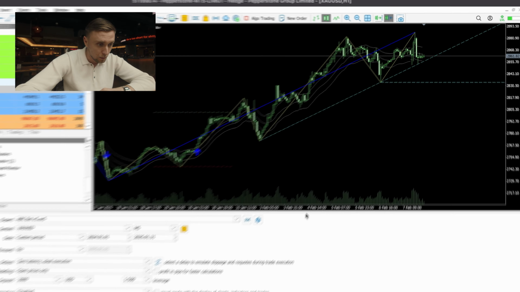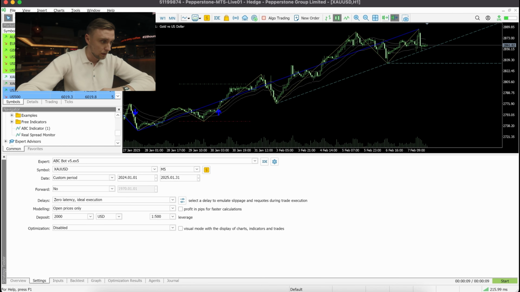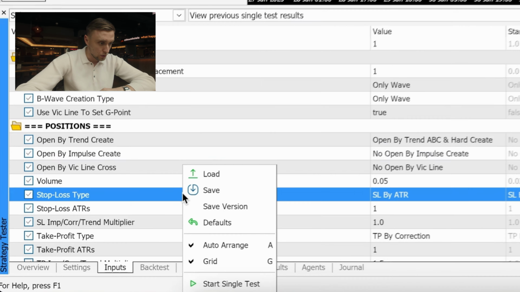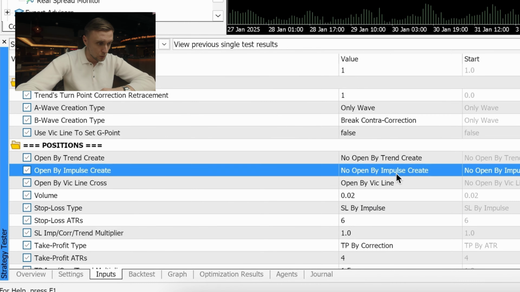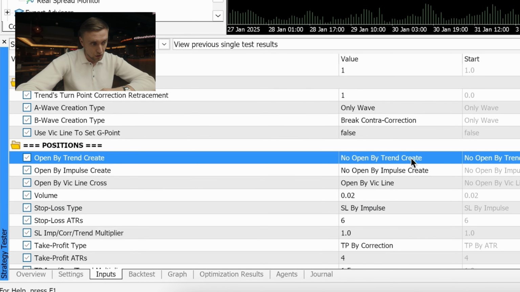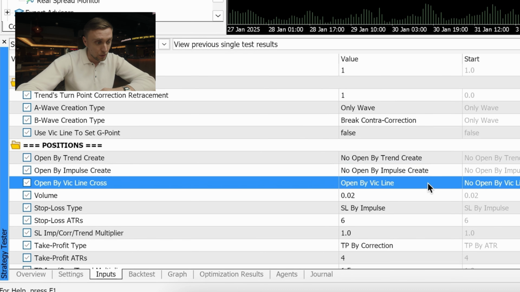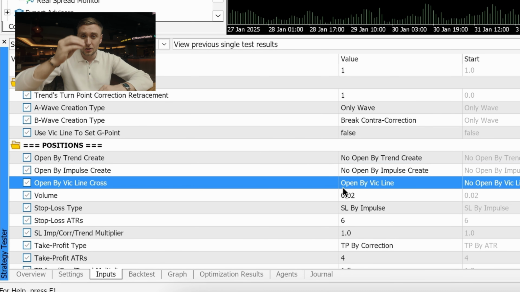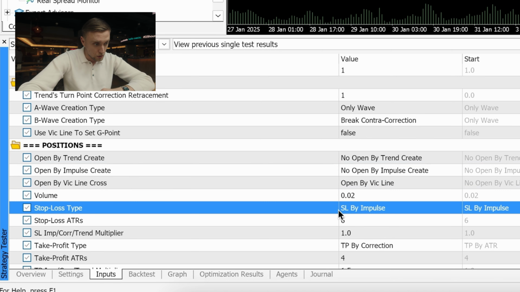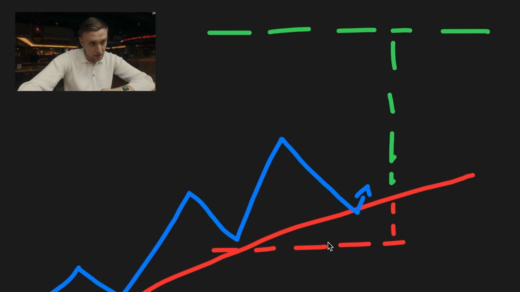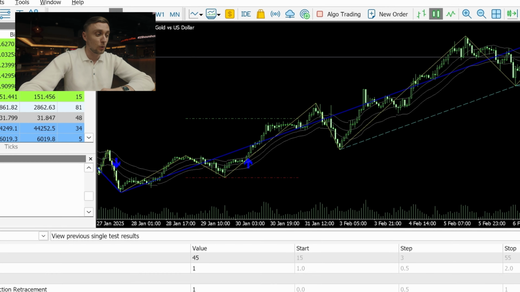How does it look in the bot? Let me open a file with the bot. Let's go to the inputs. I will upload a special set, and as we can see, no open by trend create and no open by impulse create. We will open just a position by crossing the weak line, following the trend with a volume of 0.02, and you see the stop loss on the impulse.